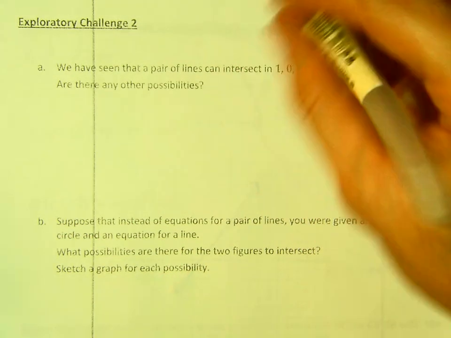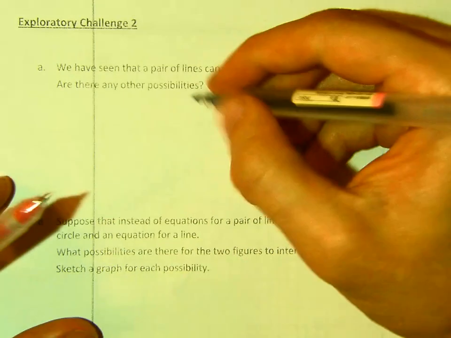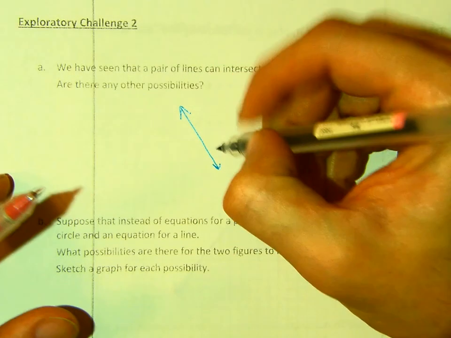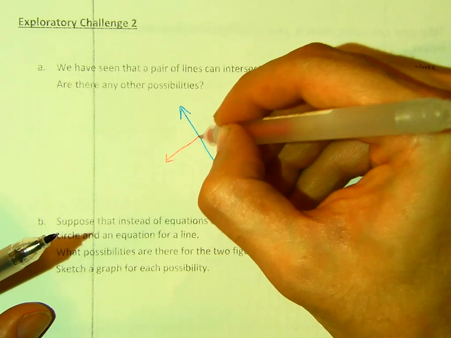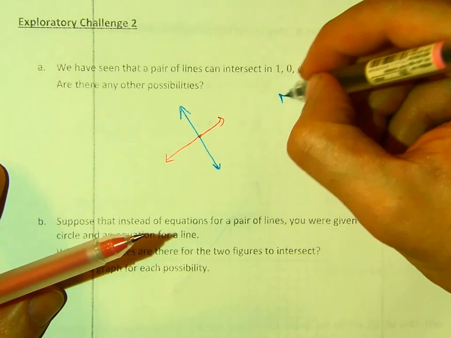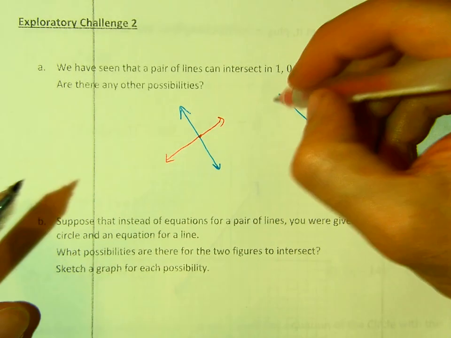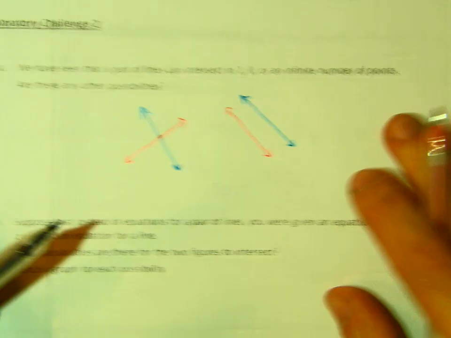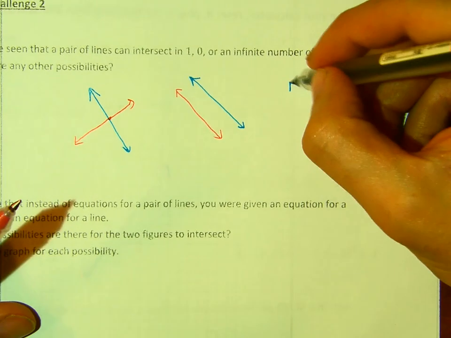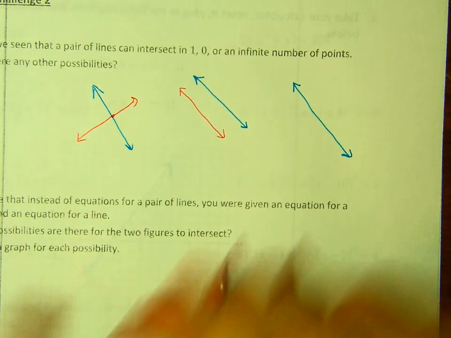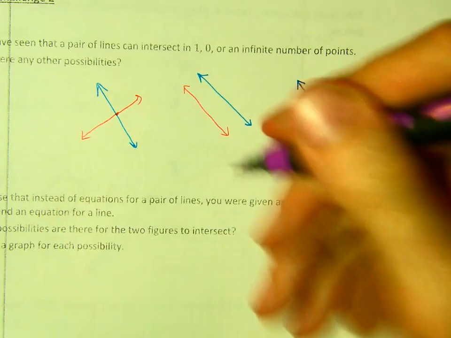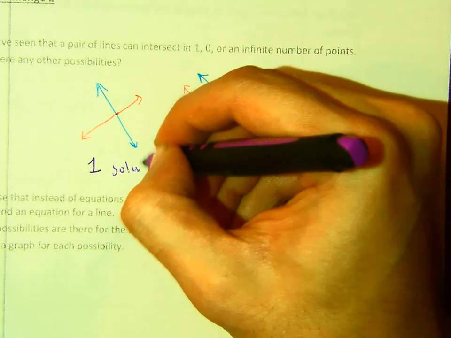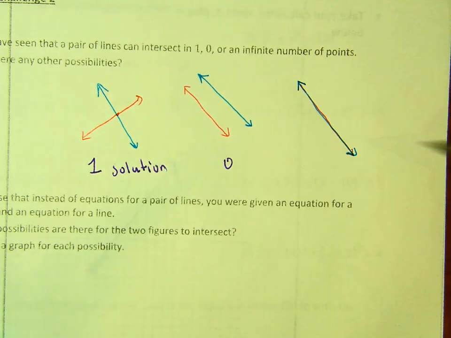If I have two straight lines, notice that they can intersect at one point, or they could have no intersection points, right? That was one possibility. Or they were the same line. So notice here, how many solutions do we have here? This is just one solution. Here we have 0 solutions. Here we have an infinite amount of solutions.